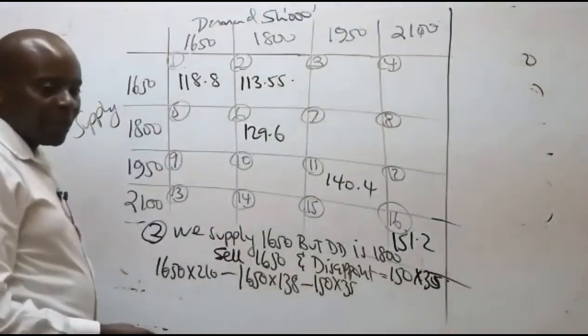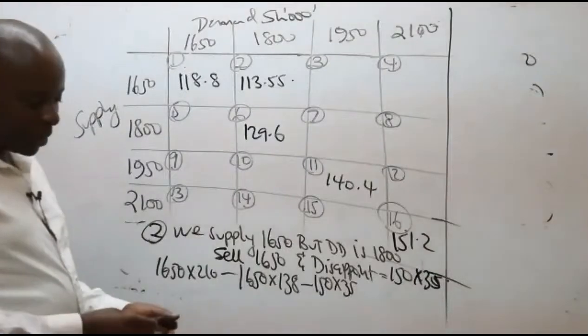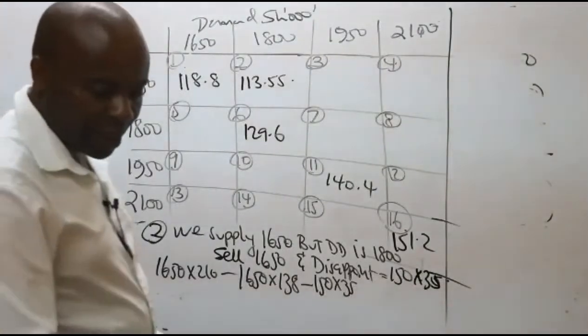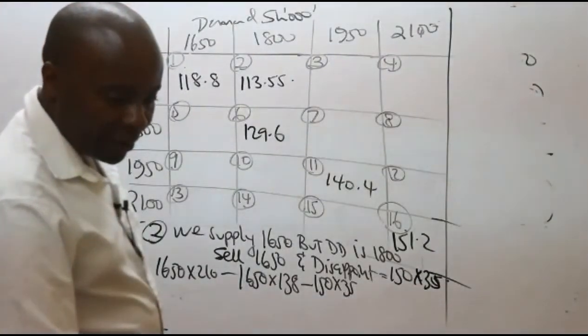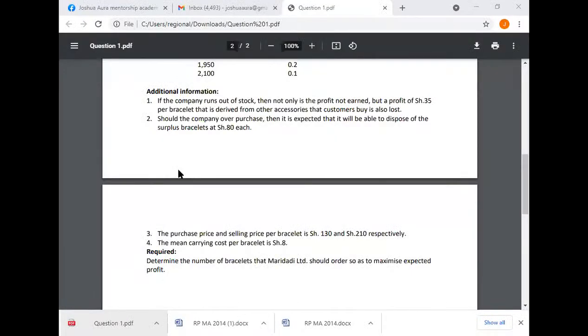Now, ladies and gentlemen, could we kindly go to number 3? What about 80? Let me see the 80. The 80, Omar, will not apply in this regard. The 80 applies when the demand is less, when you have an oversupply. We are told in number 2, should the company overpurchase, then it is expected that we'll be able to dispose of the surplus bracelets at 80.